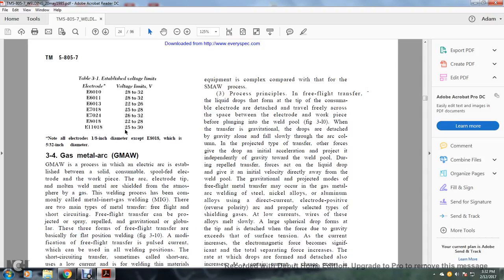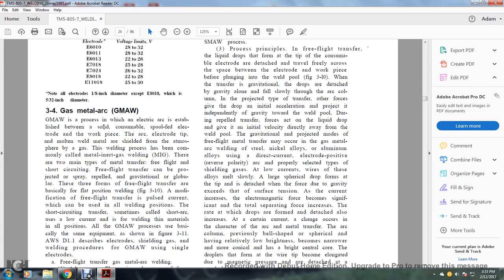Table 3.1. Established voltage limits. Electrode 6010, 28 to 32 volt limits. 6011, 28 to 32. Electrode E6013, 22 to 36. Electrode 7018, 25 to 28. Electrode 7024, 26 to 32. Electrode 8018, 22 to 28. Electrode 11018, 25 to 30.